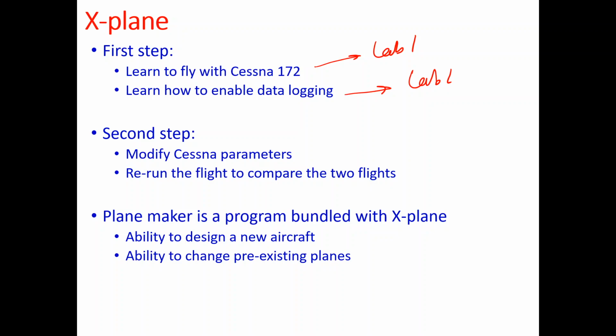Okay. So the second step, which is going to be part of lab 2, is to modify the Cessna parameters, just one parameter for this case, right? But for your final presentation, you essentially have to create an airplane from scratch, right? Not literally, but I mean, you have to change the Cessna so much that it becomes a new aircraft.